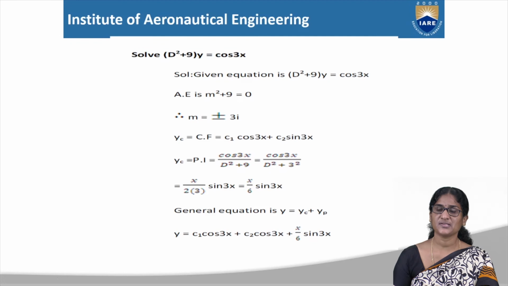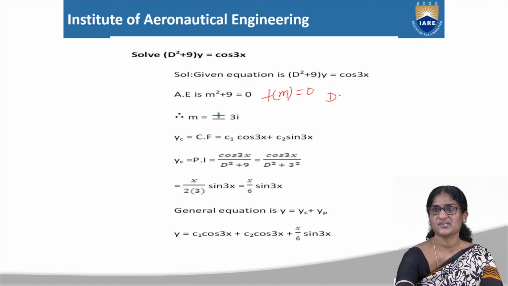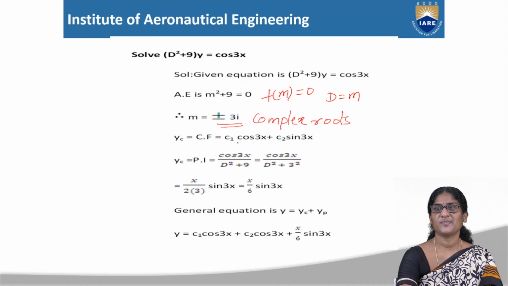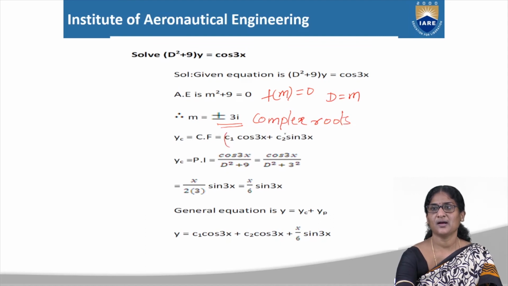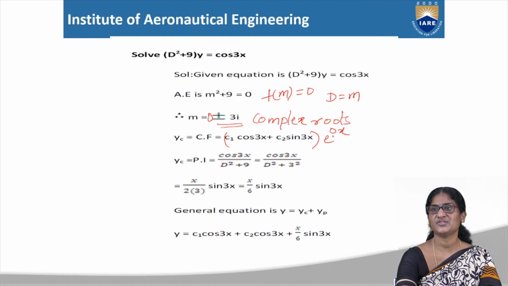The auxiliary equation is m square plus 9 is equal to 0. How do we get the auxiliary equation? F of m is equal to 0, where you just substitute d is equal to m. So I got complex roots here, plus or minus 3i. Now the complementary function, as I don't have the real part here, will have e power 0x. So it can be written as e power 0x into c1 cos 3x plus c2 sin 3x.